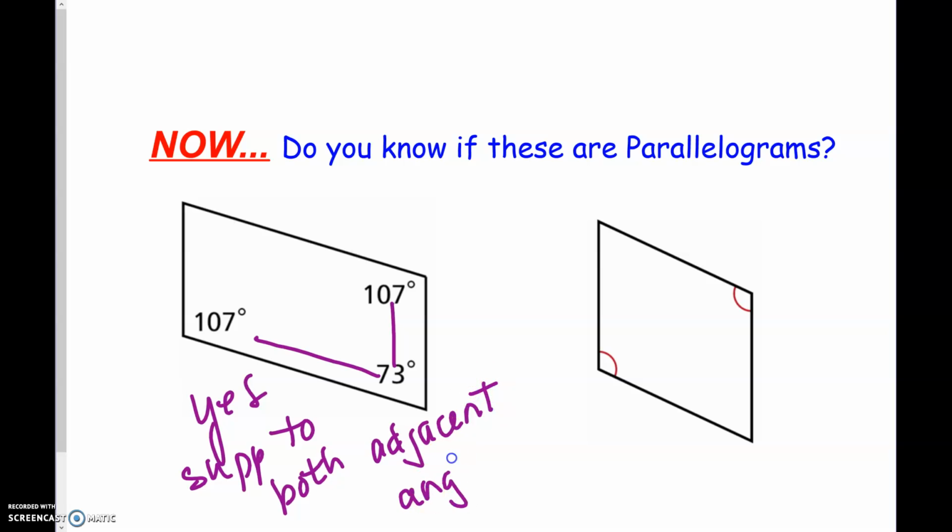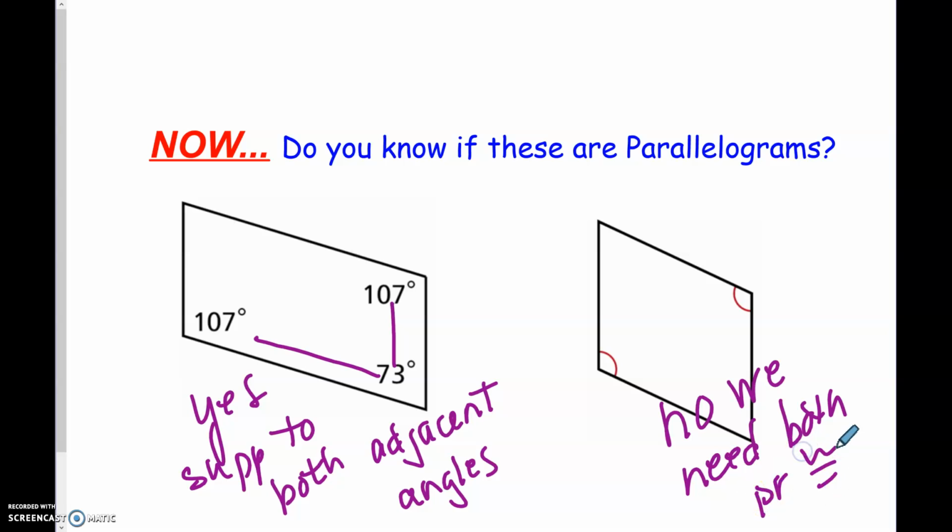All right, how about the next one? Is this enough information? If we have one pair of opposite sides congruent, is this a parallelogram? And this is no. We need two pair. We need both pair congruent. So this is not enough information.